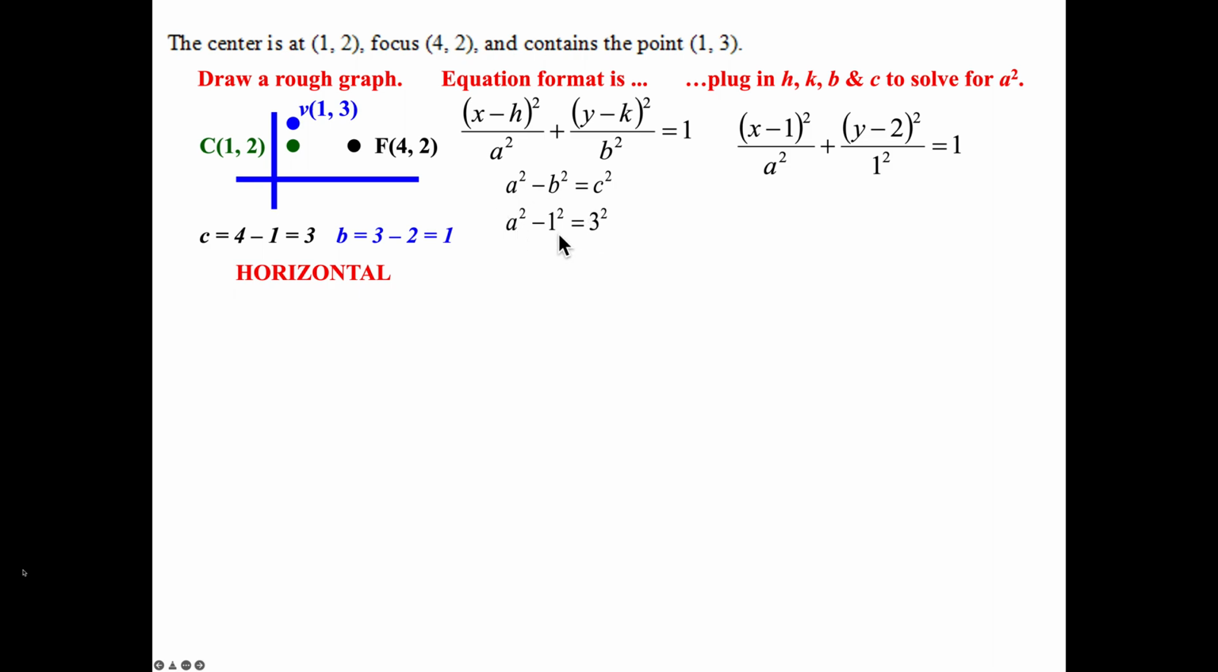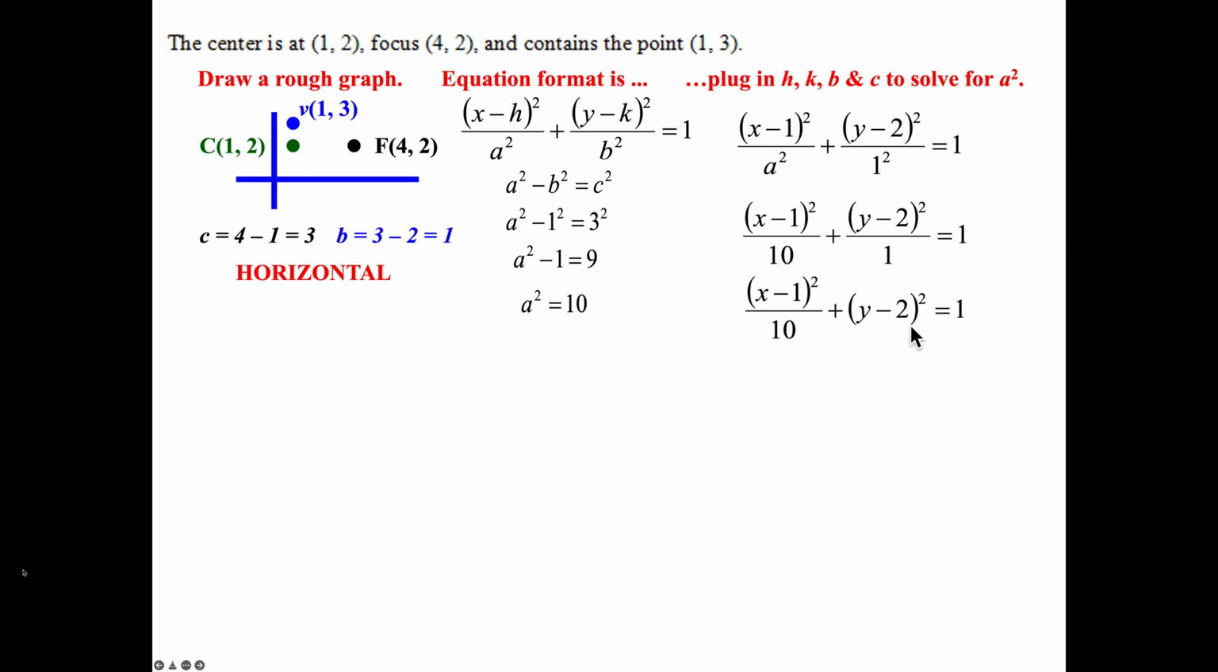Plug it into the Pythagorean theorem with the minus sign. 9 on the right, a squared minus 1 equals 9. Add over the 1 makes it a 10. Put the 10 in for a squared, the 1 in for b squared. Technically, again, you don't need the 1, but if you did put it in there, it's perfectly acceptable. And that wraps up our part 3 of our ellipse.